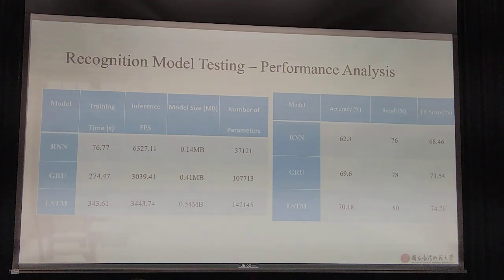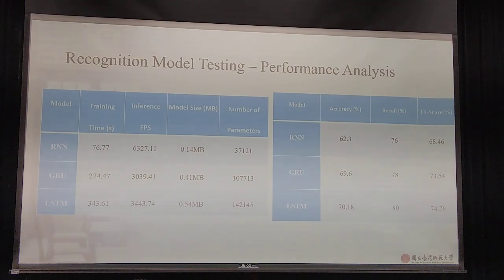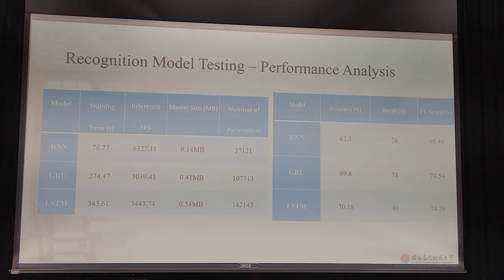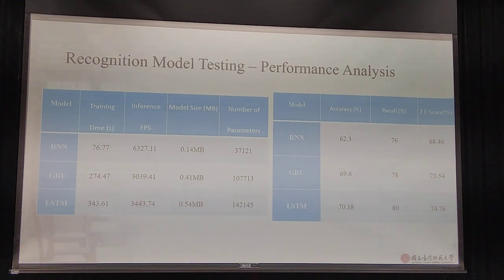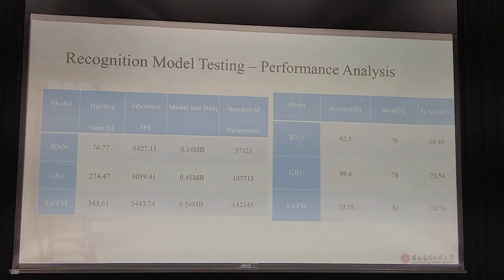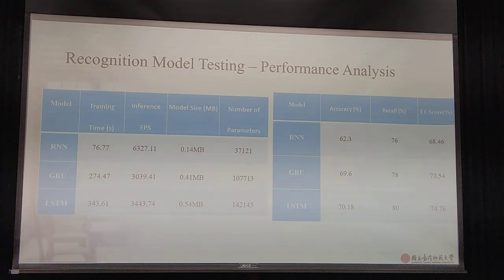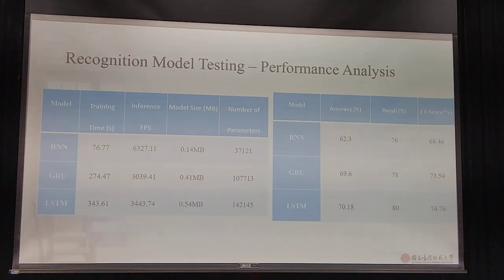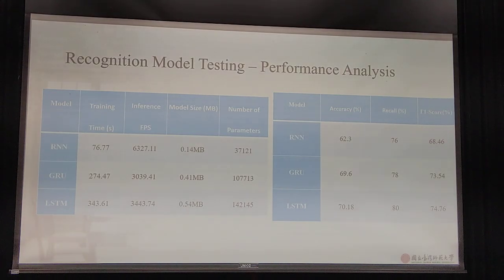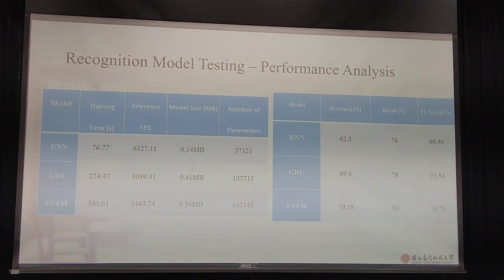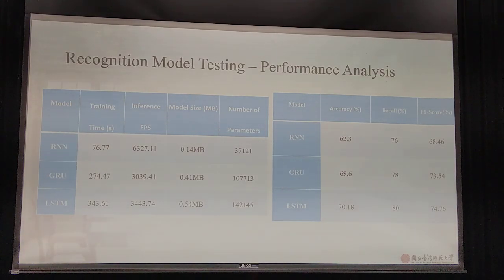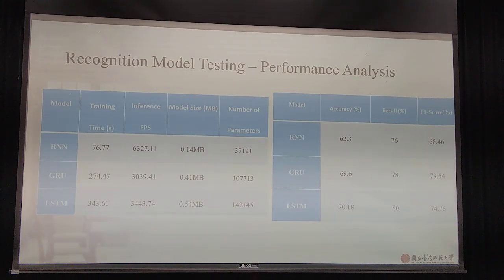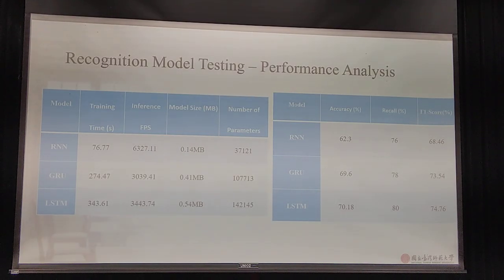After training, we compare RNN, GRU, and LSTM in terms of accuracy, training time, endurance, speed, model size, and the number of parameters. The RNN is simple and fast, but its recognition performance is lower. The LSTM achieves the best accuracy, but it has the largest model size and the most parameters. The GRU provides a better balance between performance and efficiency. Therefore, we select the GRU as the final recognition model.